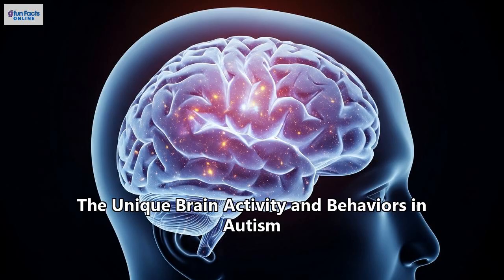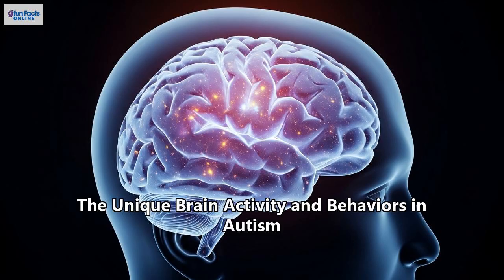Cutting-edge research adds another layer. PET scans have revealed that autistic adults may have a lower overall density of synapses, the crucial junctions where neurons communicate. It's not a bug, it's a different feature, a fundamental difference in how the brain is built.